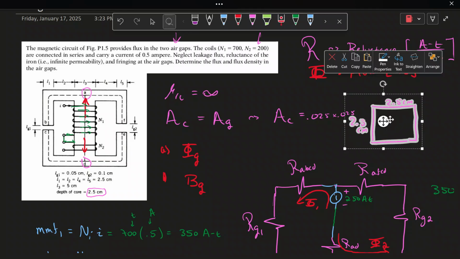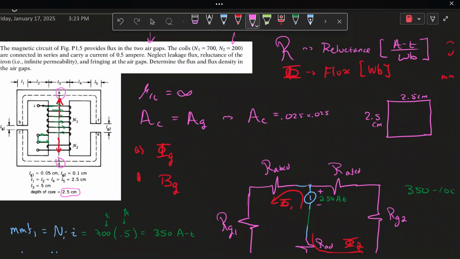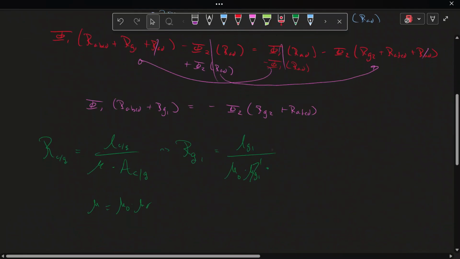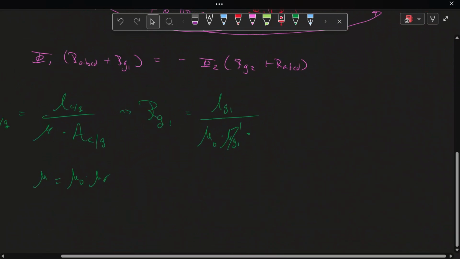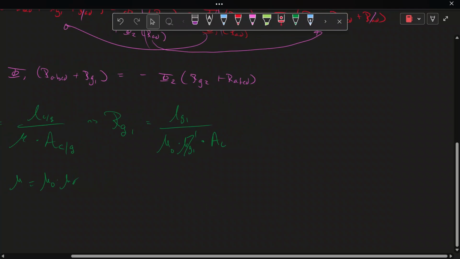I'll move this over. I'll keep it here, though. And what this is going to be equal to is, let's see, 6.25 times 10 to the minus 4 meters squared. Okay, so I'm going to copy this, bring it down here. I'm going to put area of core, because it's going to be the same thing.